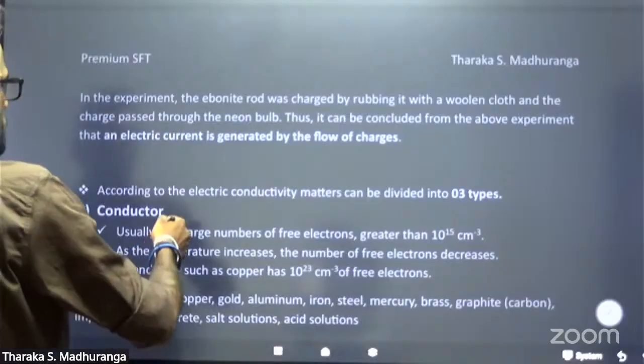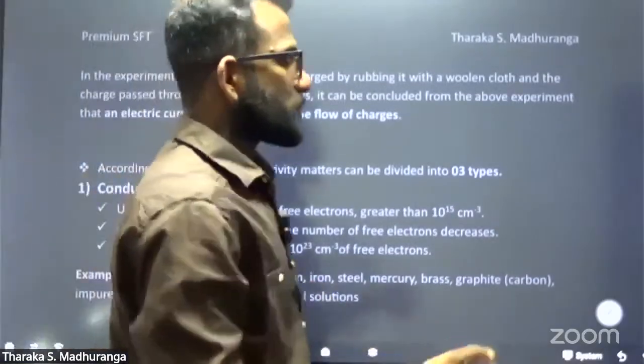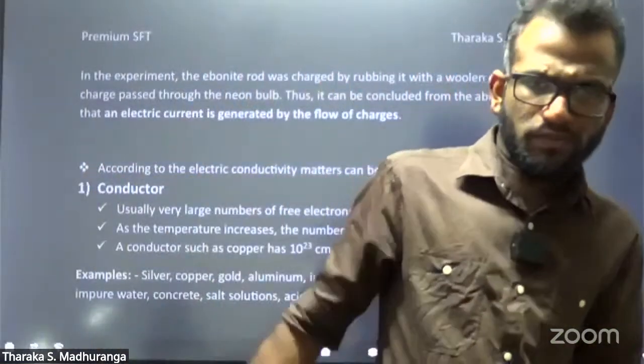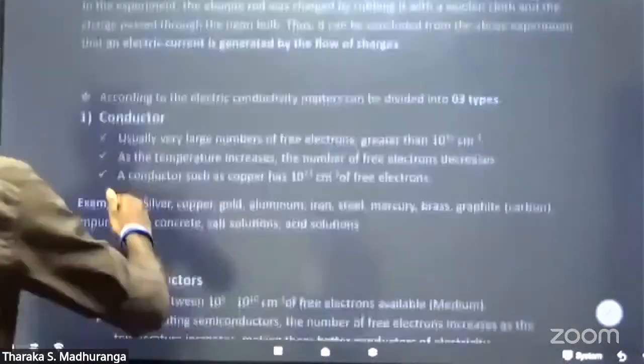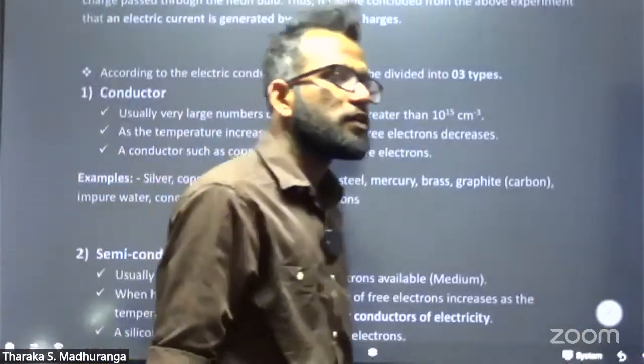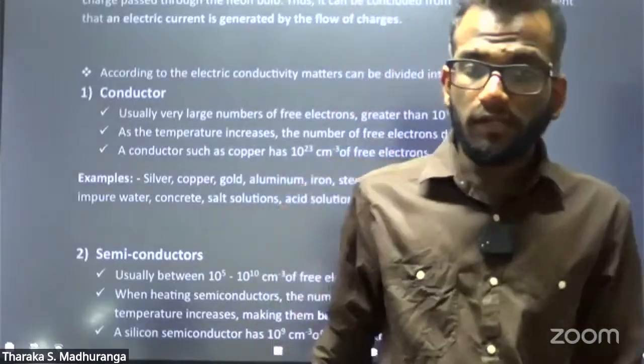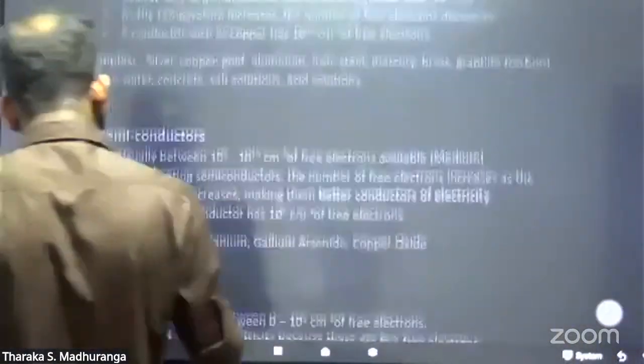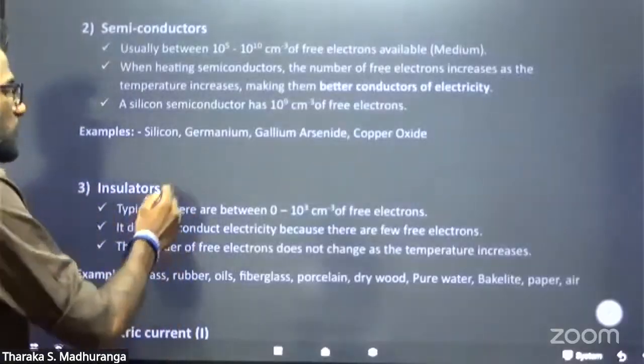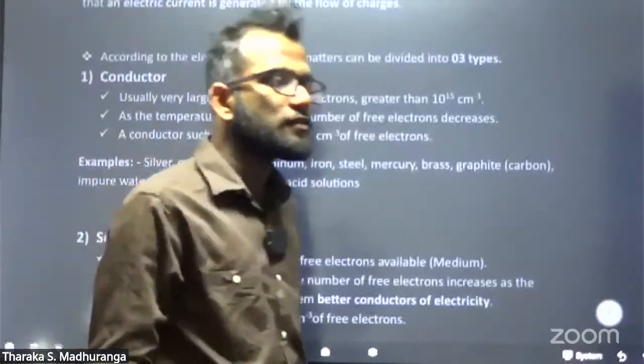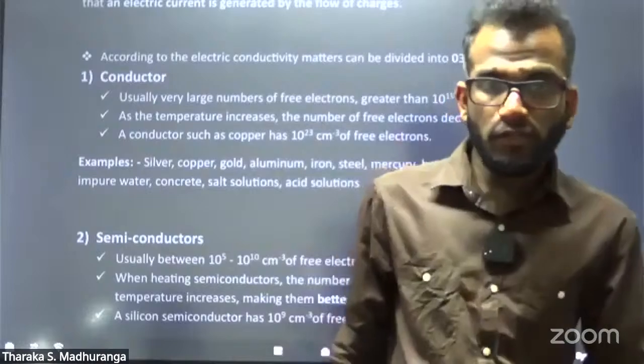Okay, now according to very simple things, according to electric conductivity, matter can be divided into three types: conductors, semiconductors, and insulators.